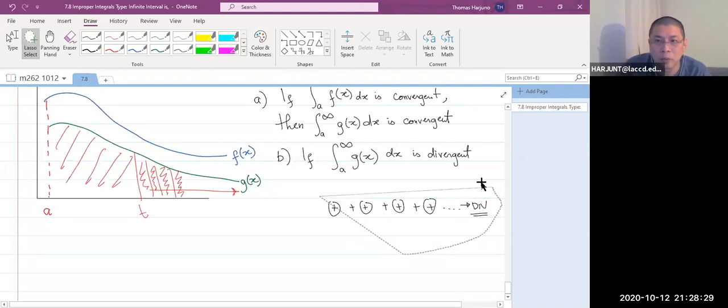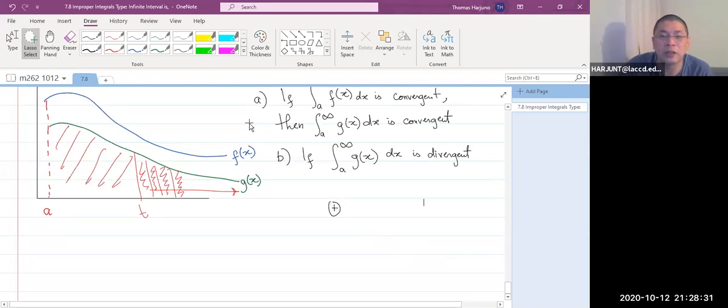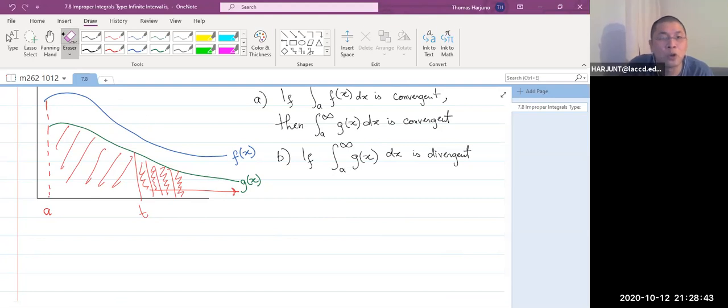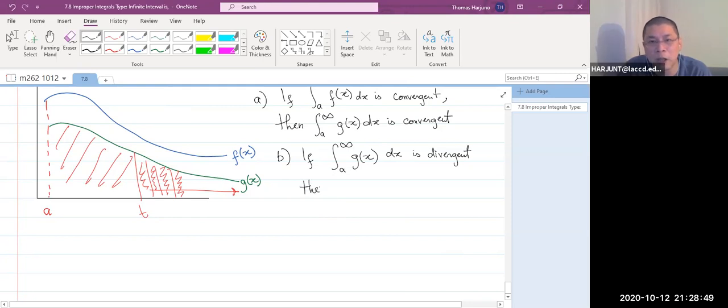Now, what this theorem says is, if the integral of the smaller function is divergent, then the area of the larger function, the larger integrand, will also be divergent.